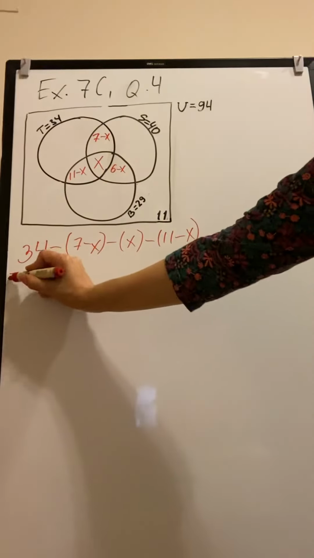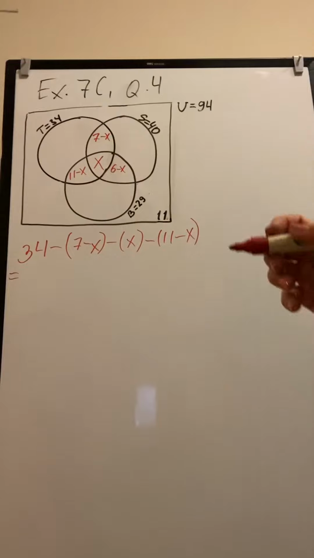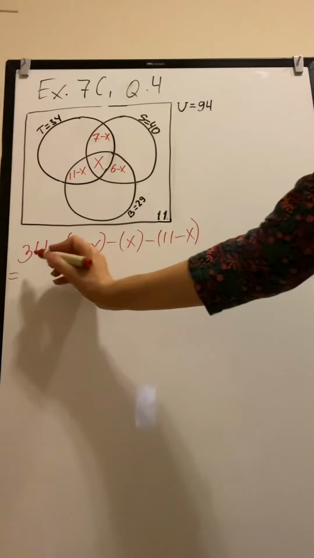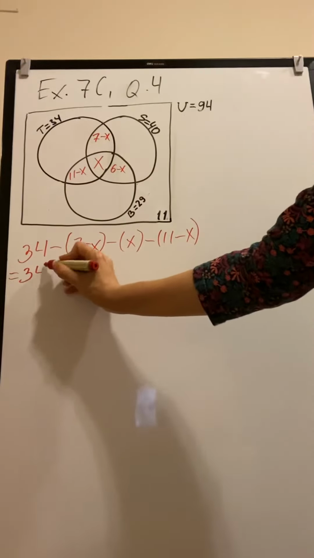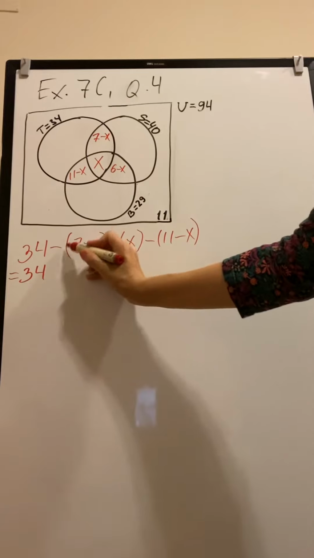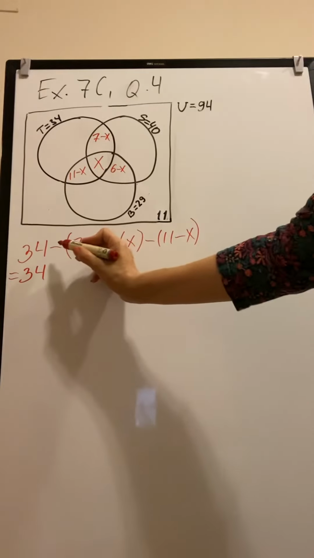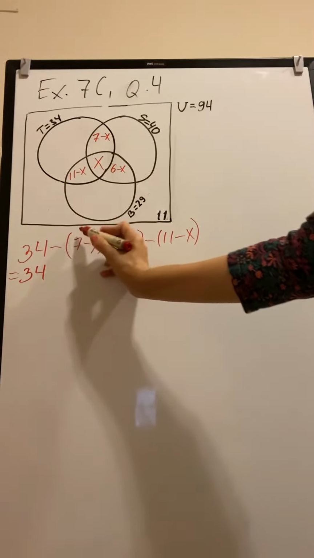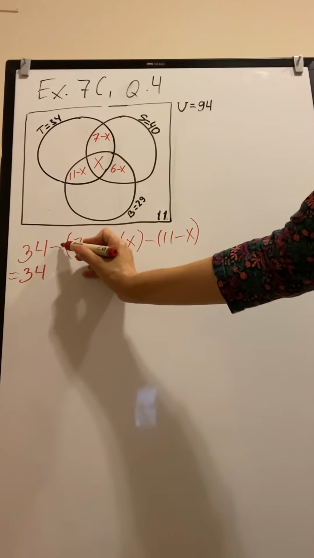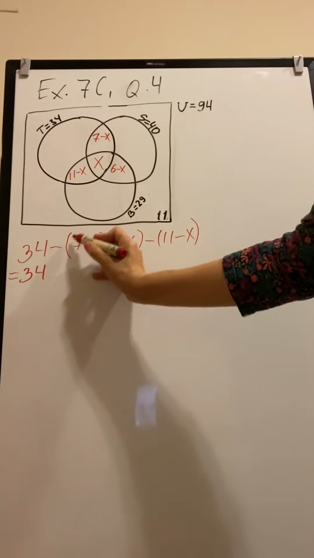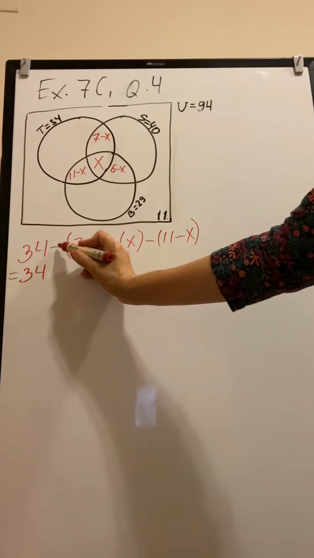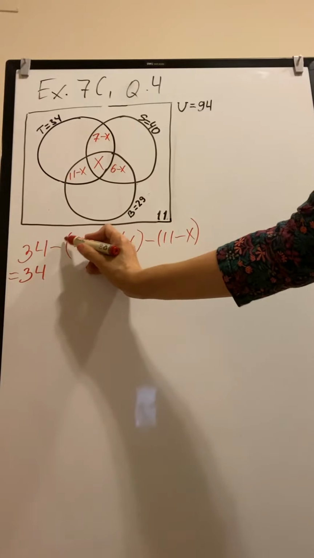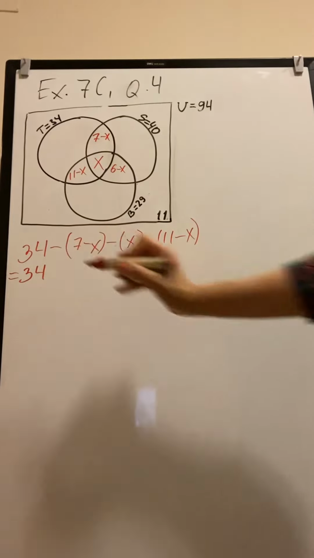Well, now we need to remove the brackets, or expand. How do we expand? Well, 34 stays there. Minus bracket 7 minus x. So we need to distribute that minus. Essentially, it's like minus 1 times the bracket. You can view it as not just negative, but negative 1 times opening brackets, okay?